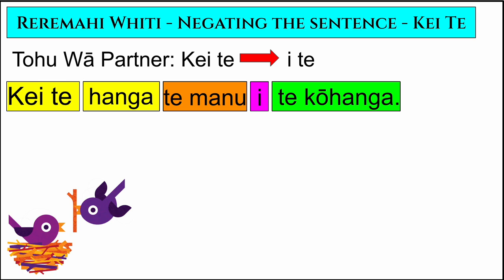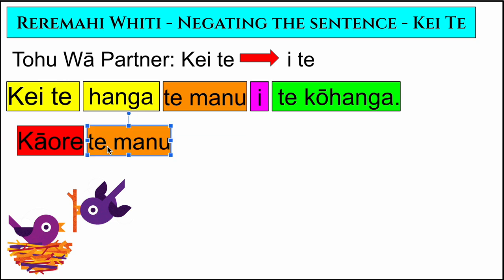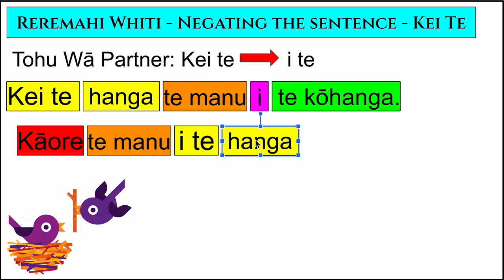Here is the same sentence using the pūmahi kei te. We can negate it in the same way as we negated the Reremahi poro, starting with our negation word, kaore. We bring the kaimahi forward in the sentence to sit just after the negation word, te manu. We choose the negation partner for kei te, which is I te. And then we add the tūmahi hanga. Kaore te manu I te hanga, the bird is not building.